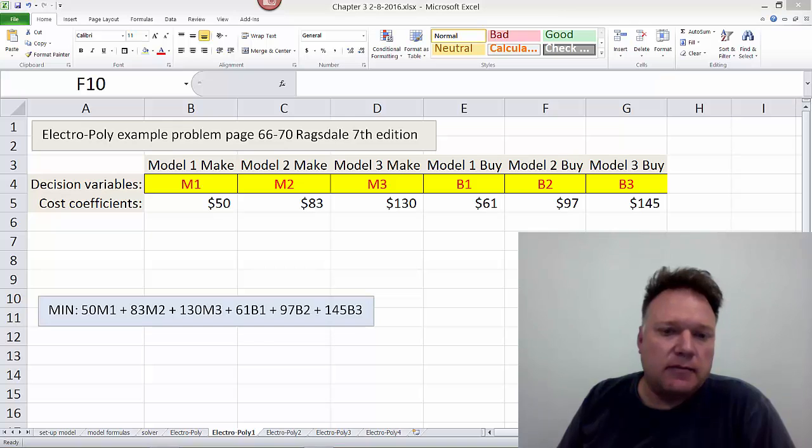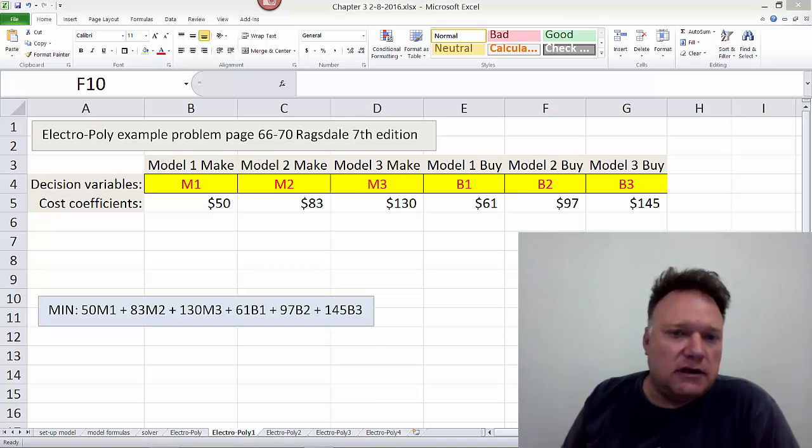So I have my objective function here in blue, and I've already set up the model because I don't want to waste time with the video. I've set it up exactly like we did with the hot tub.